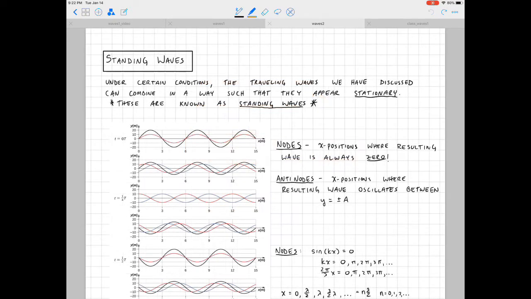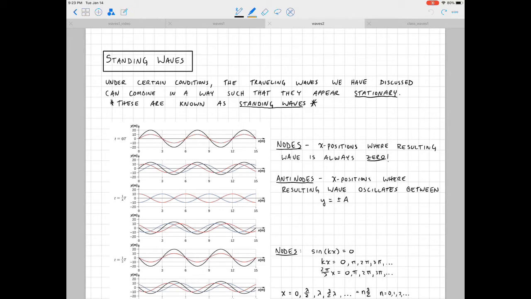superposition. All right, now that we've got waves moving and we know that when waves overlap, we can effectively add their values together, we can look at a particular application or result of this phenomena, and that's something known as standing waves. So standing waves result when traveling waves combine in such a way that they appear stationary.